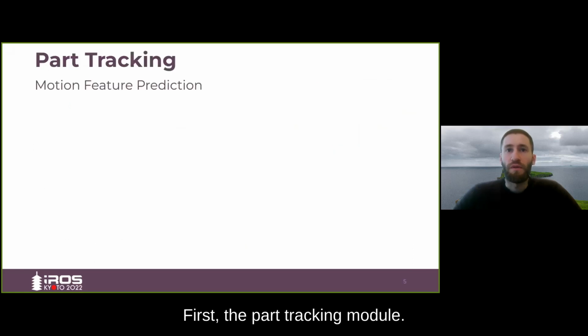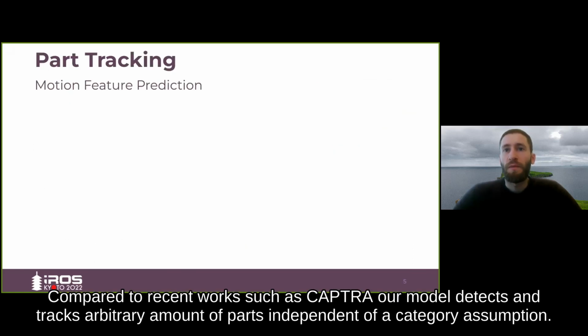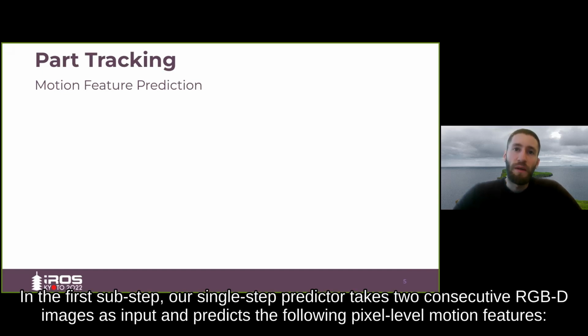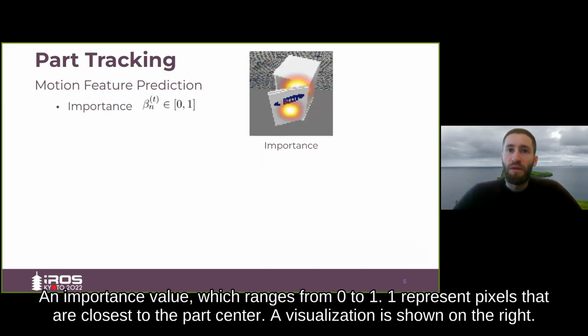First, the part tracking module. Compared to recent work such as CAPTRA, our model detects and tracks an arbitrary amount of parts independent of the category assumption. In the first substep, our single-step detector takes 2 consecutive RGB-D images as input and predicts the following pixel-level motion features. An importance value, which ranges from 0 to 1, where 1 represents pixels that are closest to the part center. The visualization is shown on the right here.